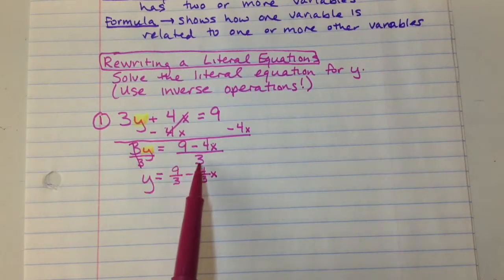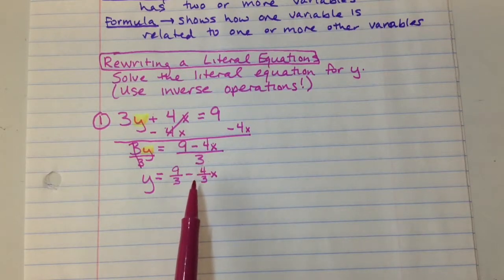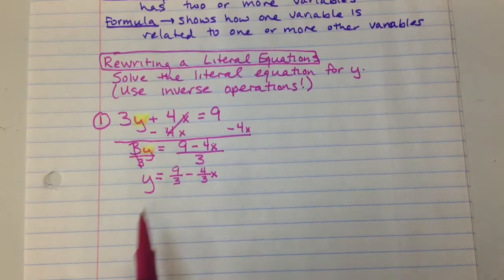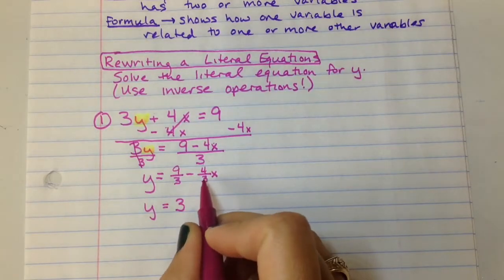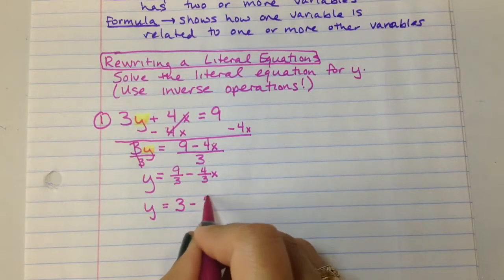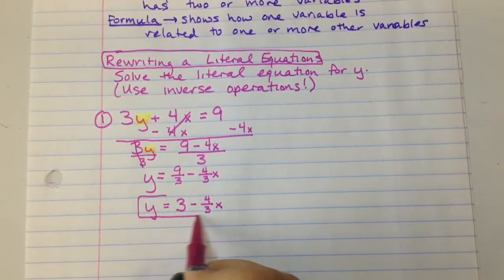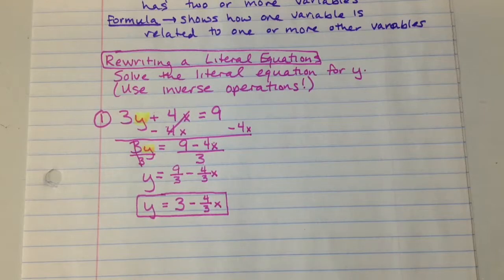See how that 3 got divided to both the 9 and the 4x? They're separated by this minus sign, so I keep them separated by the minus sign. All that's left to do now is reduce. This is 9 divided by 3, which is just 3, and 4 divided by 3 is a decimal, so I'm going to leave this in fraction form. Leave it as a fraction. So we got our y isolated. We have solved the literal equation for y.